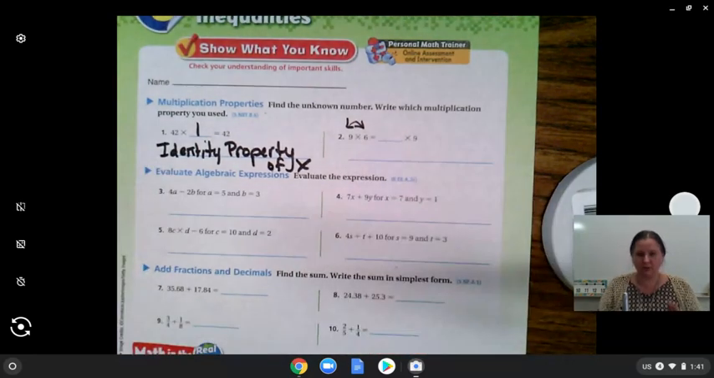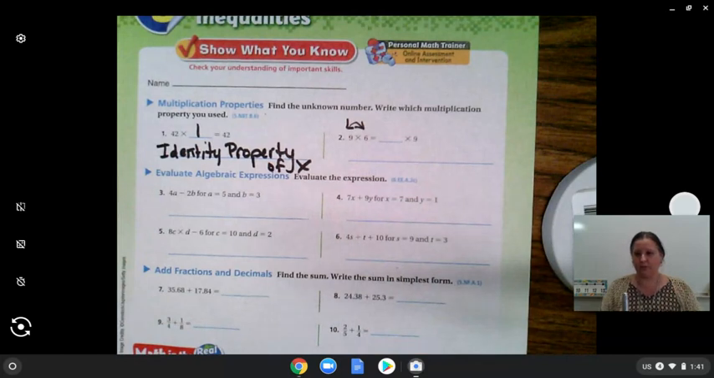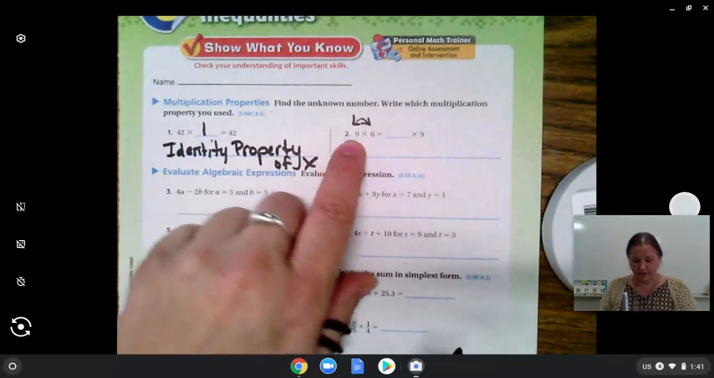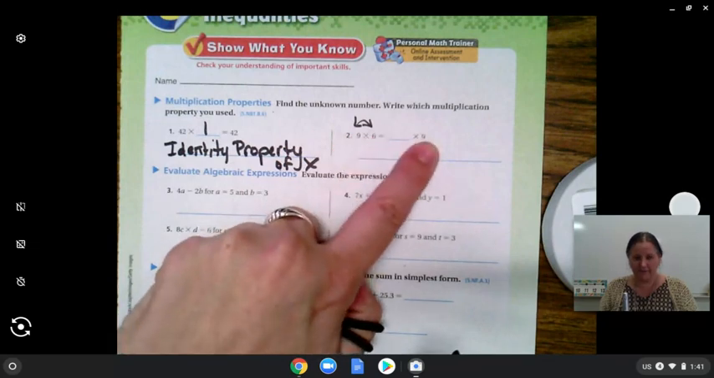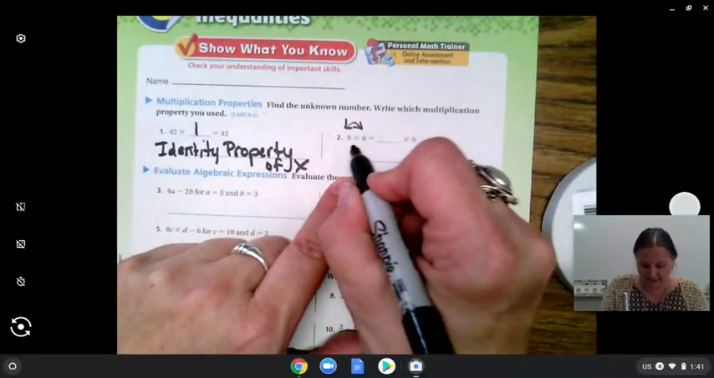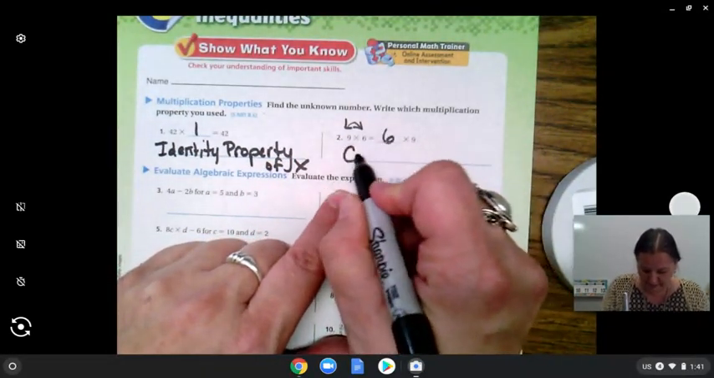So then this one, we are switching places. So remember, when you're moving numbers, when you're switching places, you're commuting. So when I come to work every day, I commute to work. I drive my car from my house to work. I'm commuting. I'm moving from one place to the other. So here we are moving our 9 from the front to the back. So we are commuting, or this is the commutative property.